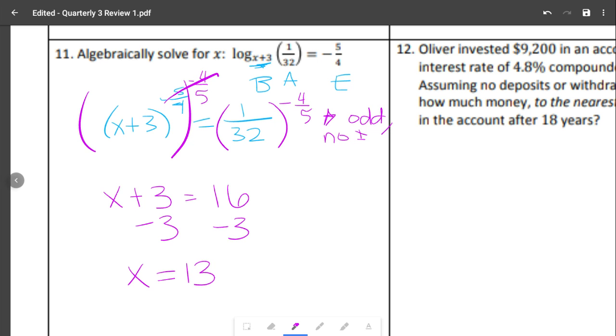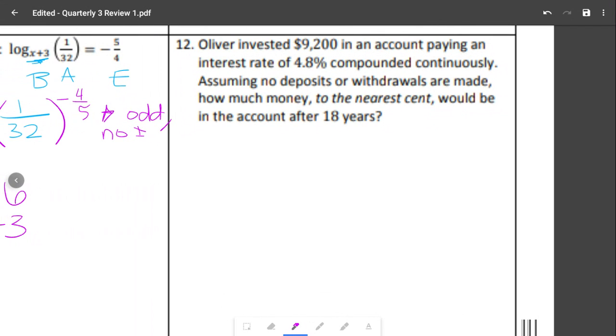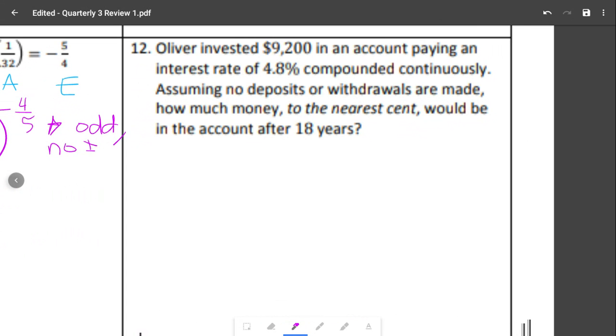Okay, last question, number 12. It says Oliver invested $9,200 in an account paying an interest rate of 4.8%, compounded continuously. Assuming no deposits or withdrawals are made, how much money to the nearest cent would be in the account after 18 years? Compound continuously, if you remember, is your PERT formula.